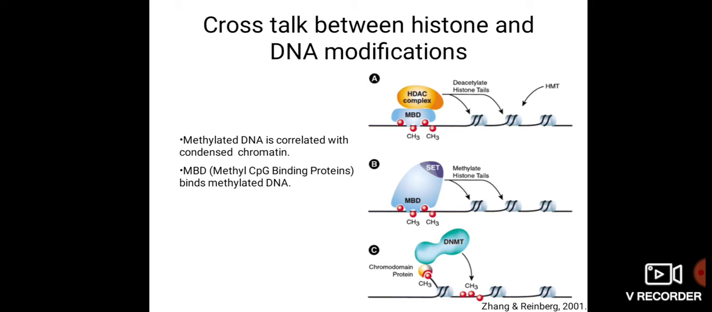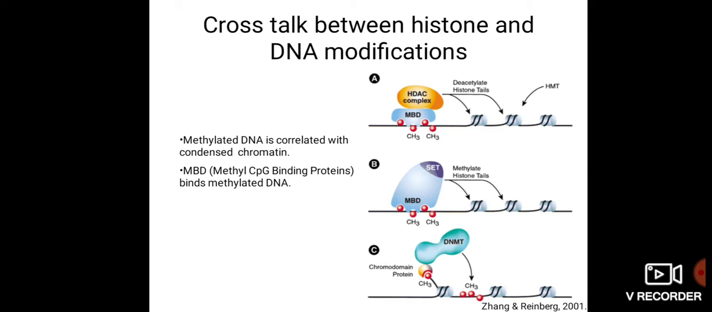So this crosstalk between the histone and DNA modifications, for example, here you can see there is methyl CpG binding protein, that is a cytosine guanine binding protein molecule, which is going to bind with the methylated residues, and followed by that it recruits the HDAC, which deacetylates the histones and makes the DNA not available for transcription. On the other hand, it also recruits the HMTs.